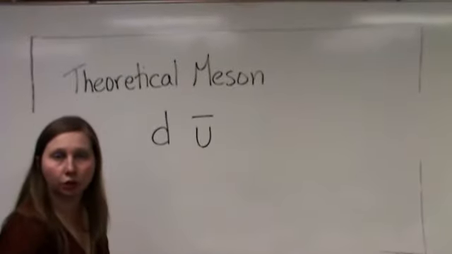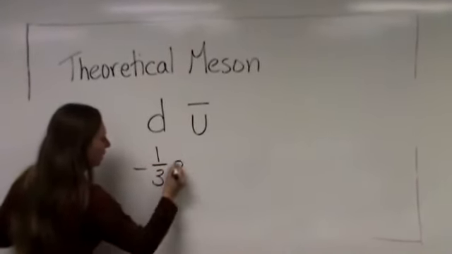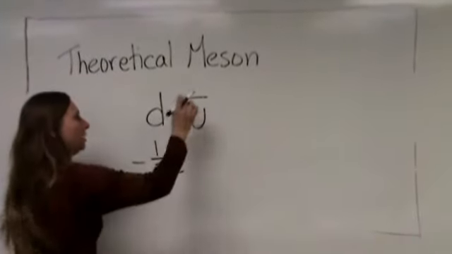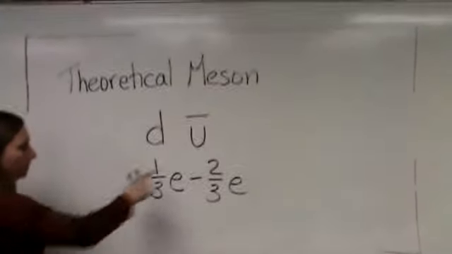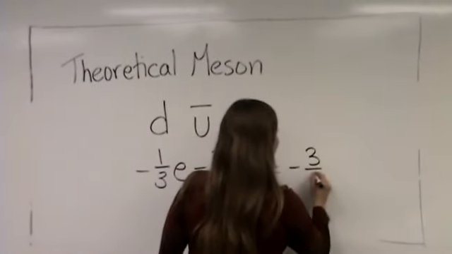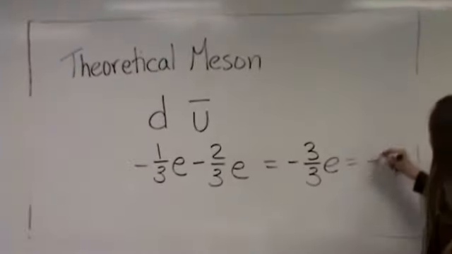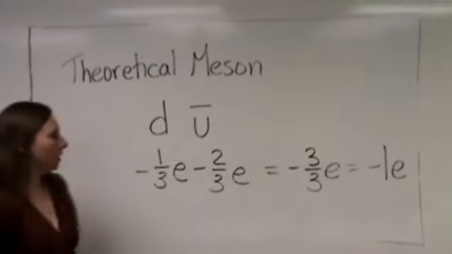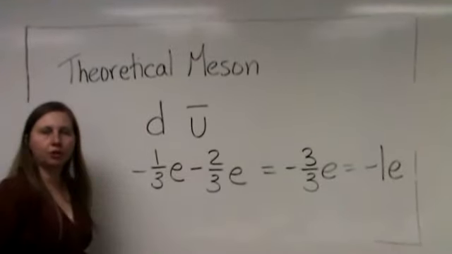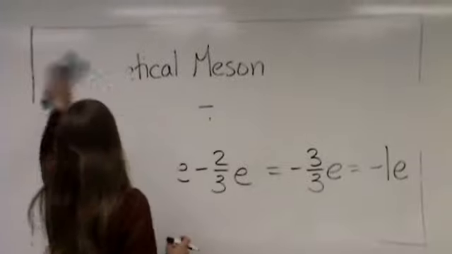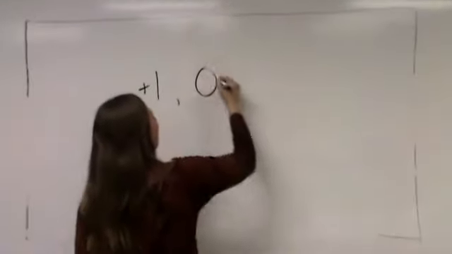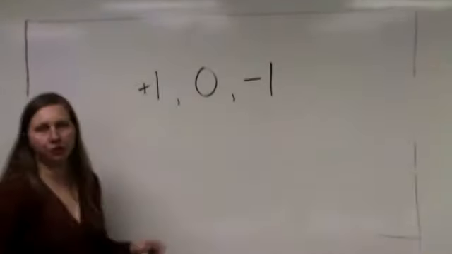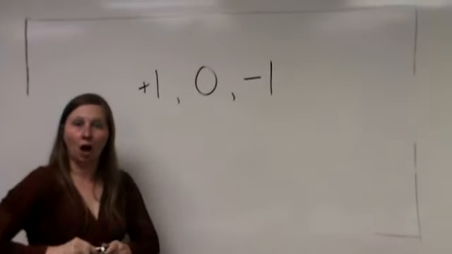The down quark, look at the chart, is negative 1/3 e. The up quark is positive 2/3. So the up antiquark would be negative 2/3. So what does this total? Negative 3/3, or negative 1e. So we have here a meson with a charge of negative 1. To sum up, the possible charges for mesons would be either positive 1, 0, or negative 1. Those are the possible charges for mesons given the quarks that we have on hand in the universe.